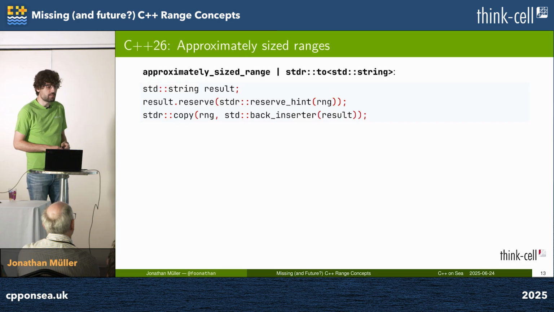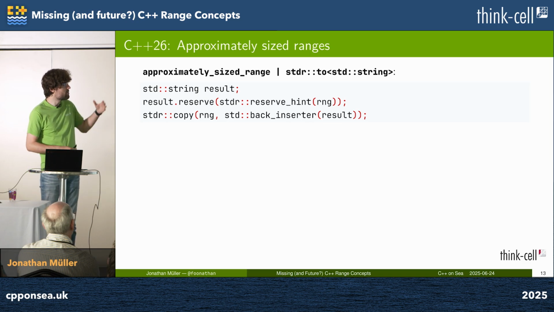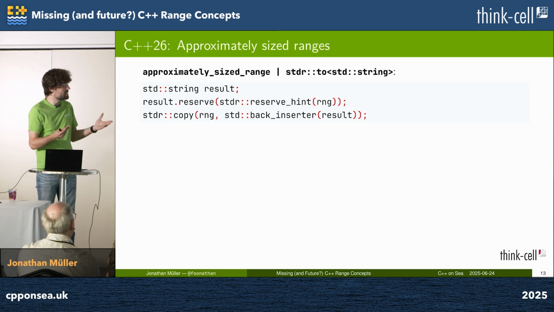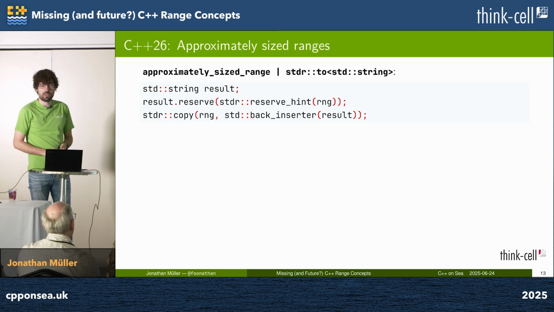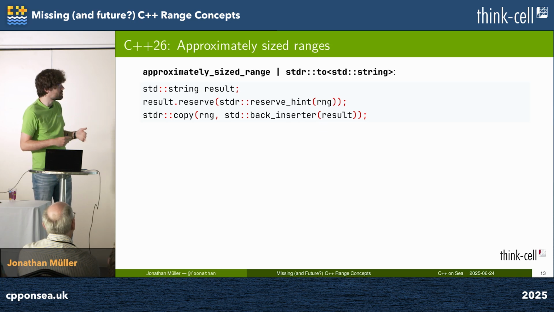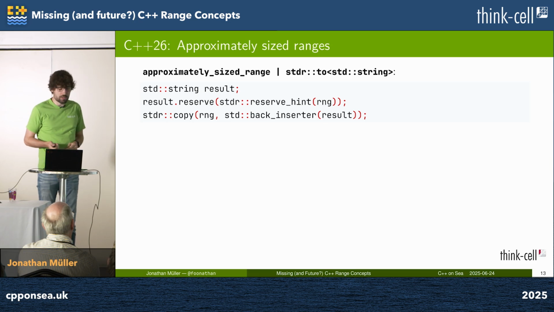And this is where the approximately sized range concept comes in. So if you have an approximately sized range, you can call this function reserve_hint. And this is a C++26 thing. So we can call reserve_hint, and this returns a hint that we can pass to reserve. And then we can implement ranges::to by calling reserve_hint. It's a bit unfortunate that the concept is called approximately sized range, but the function is called reserve_hint. It used to be called approximate_size, but then somehow in the standardization process, one of them got renamed, but not the other. Let's see what we can do about that.